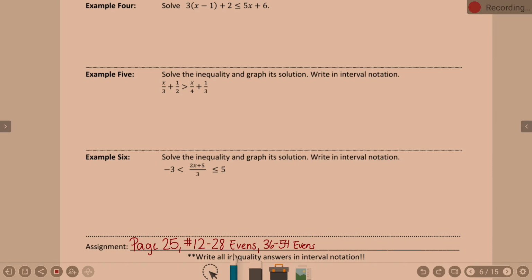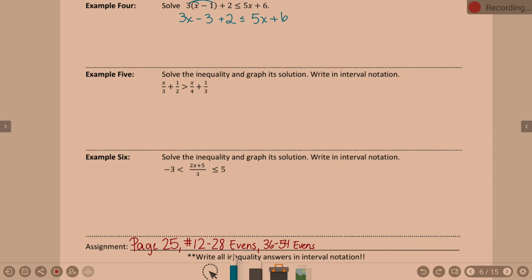Example 4. This time, changing it up. The only difference, though, is, gentlemen, we have an inequality, yes? So, step 1, distribute. We're distributing. 3x minus 3 plus 2. What symbol is that? Less than or equal to. Okay, making sure we know. It's less than or equal to.